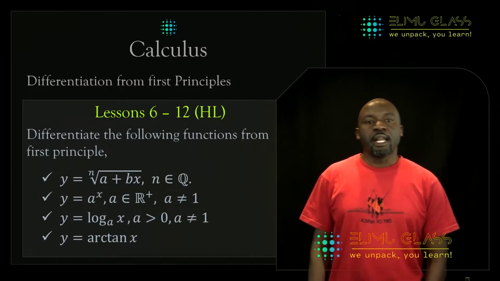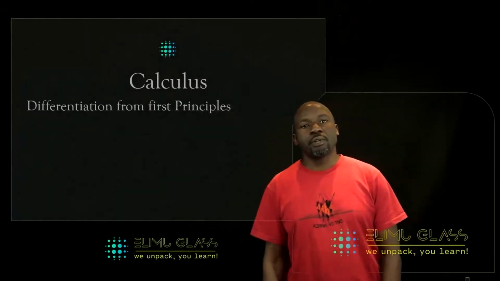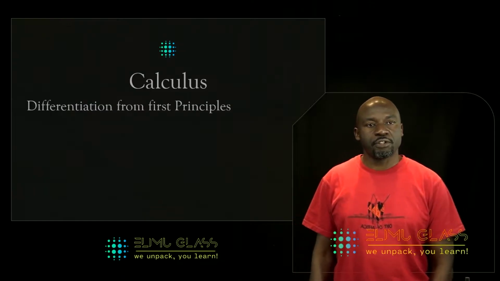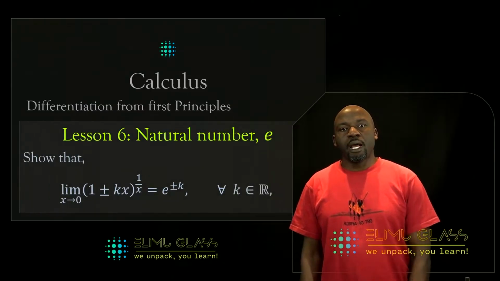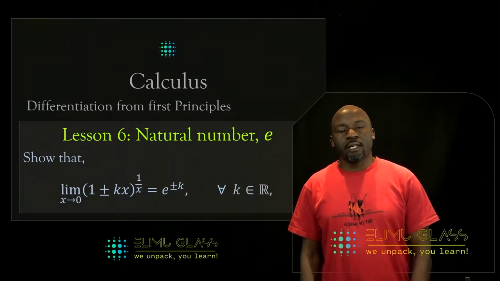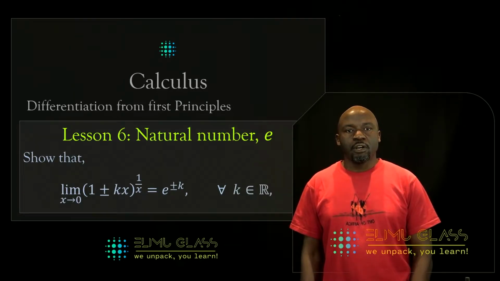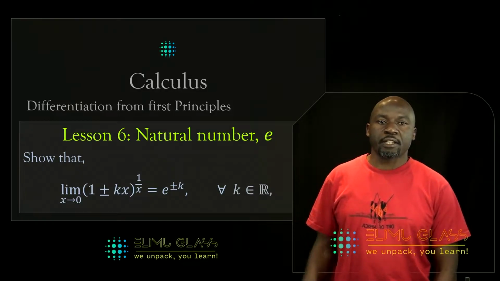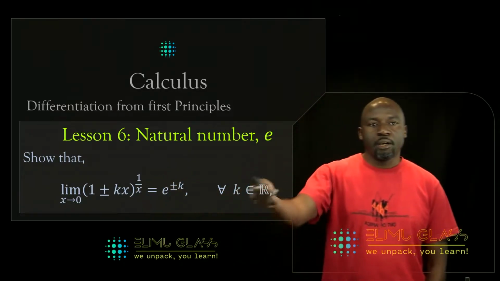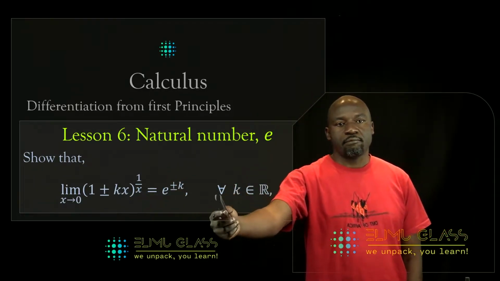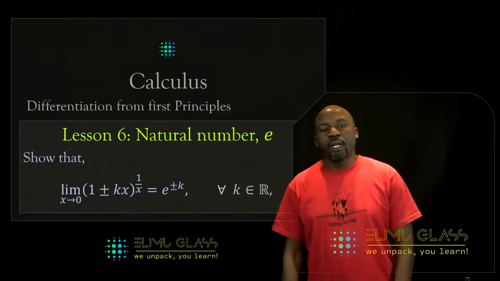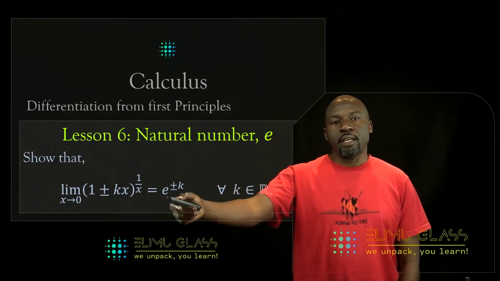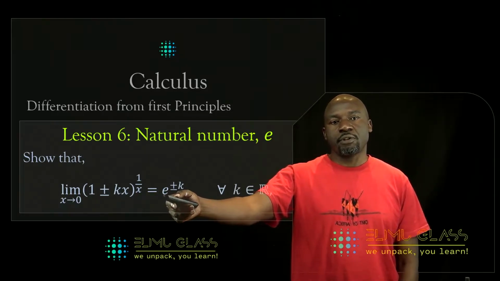All right. Now, before we do that, I want us to look at some special mathematical results. The first one that I want to look at is how to show that the limit as x tends to 0 of (1 plus kx) to the power 1 over x, where k can be any number, really, for all real values of k. E is the natural number. We're going to talk about this shortly.